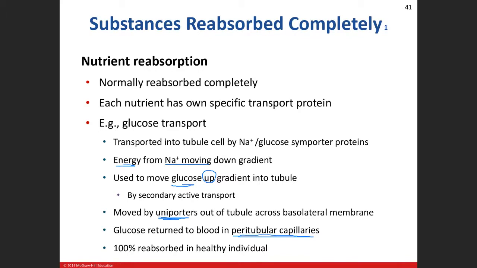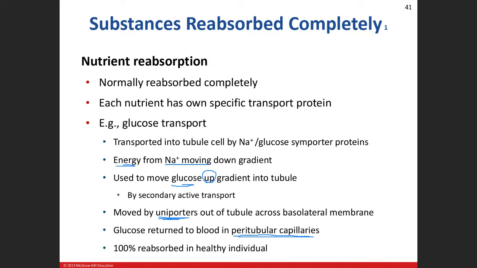It does generate energy, and that's good because as that sodium is moving down its concentration gradient, it generates energy for glucose now to use, because it's got to move up its concentration gradient. Think of it like rolling a boulder up a hill. You've got to use energy for that process. And then eventually glucose will move into the blood because it's going to move back down its concentration gradient through the uniporter on the basolateral surface of that cell.